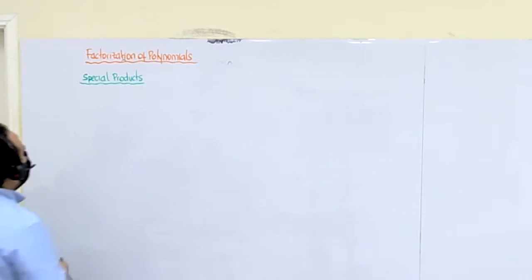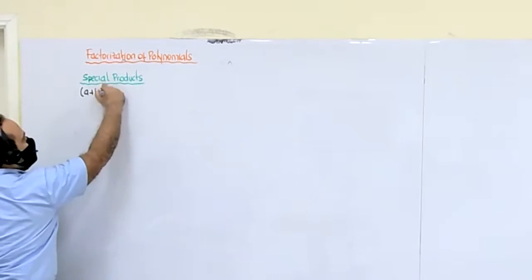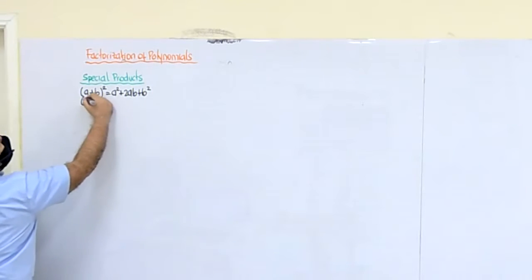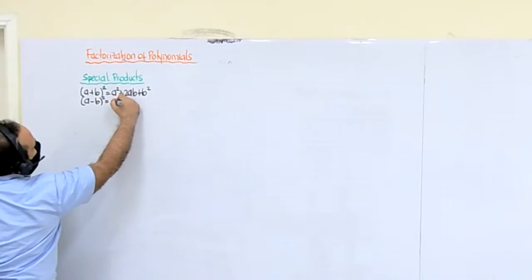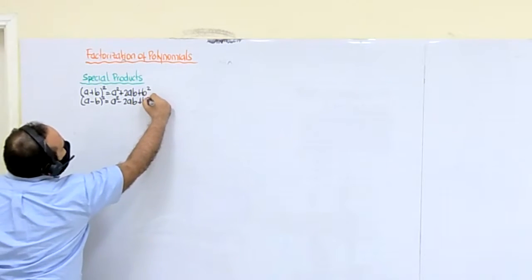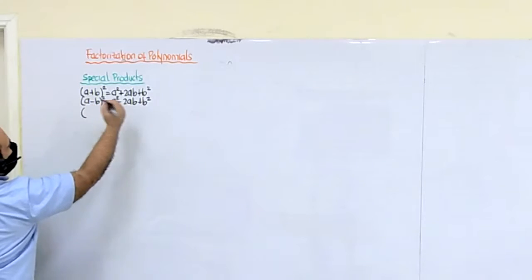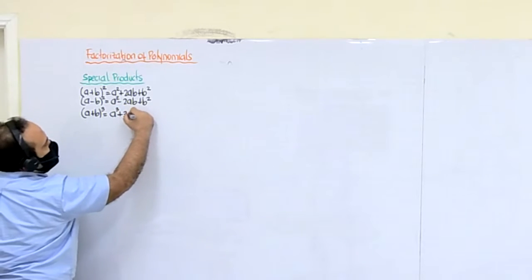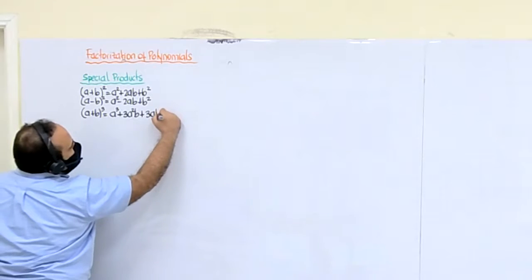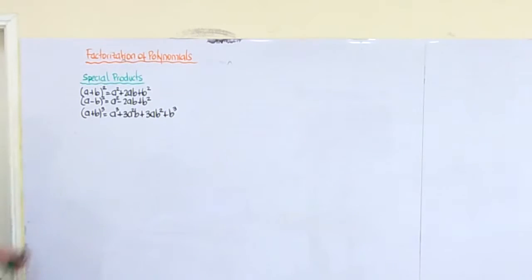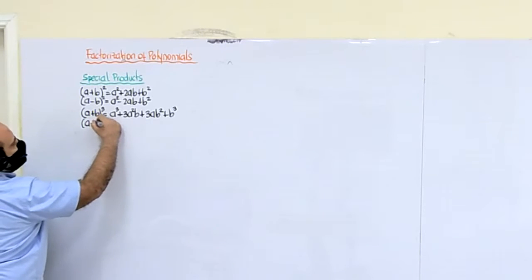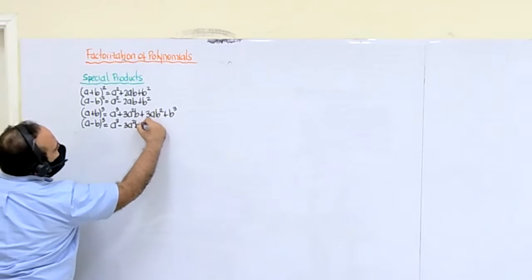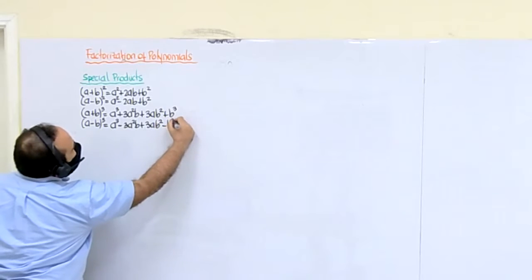These special formulas are given by, for example, (a plus b) squared equals a squared plus 2ab plus b squared. (a minus b) squared will be a squared minus 2ab plus b squared. Another special product was (a plus b) cubed, which will be a cubed plus 3 times a squared b plus 3 times ab squared plus b cubed. And finally, the last special product, (a minus b) cubed equals a cubed minus 3a squared b plus 3ab squared minus b cubed.